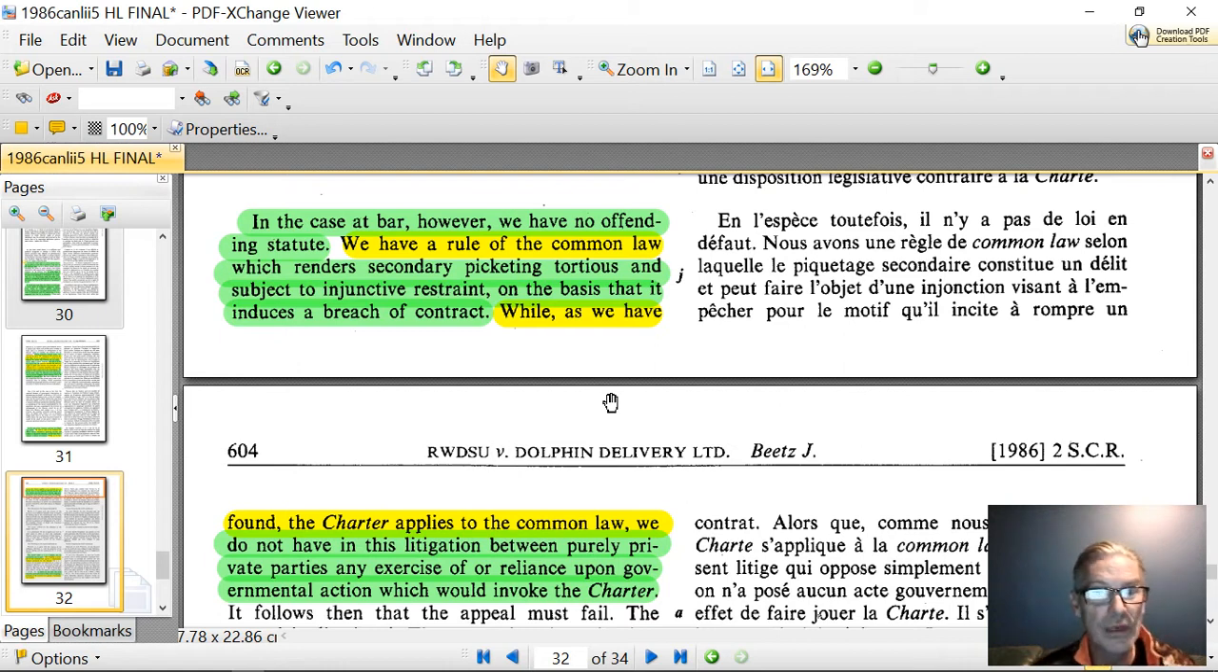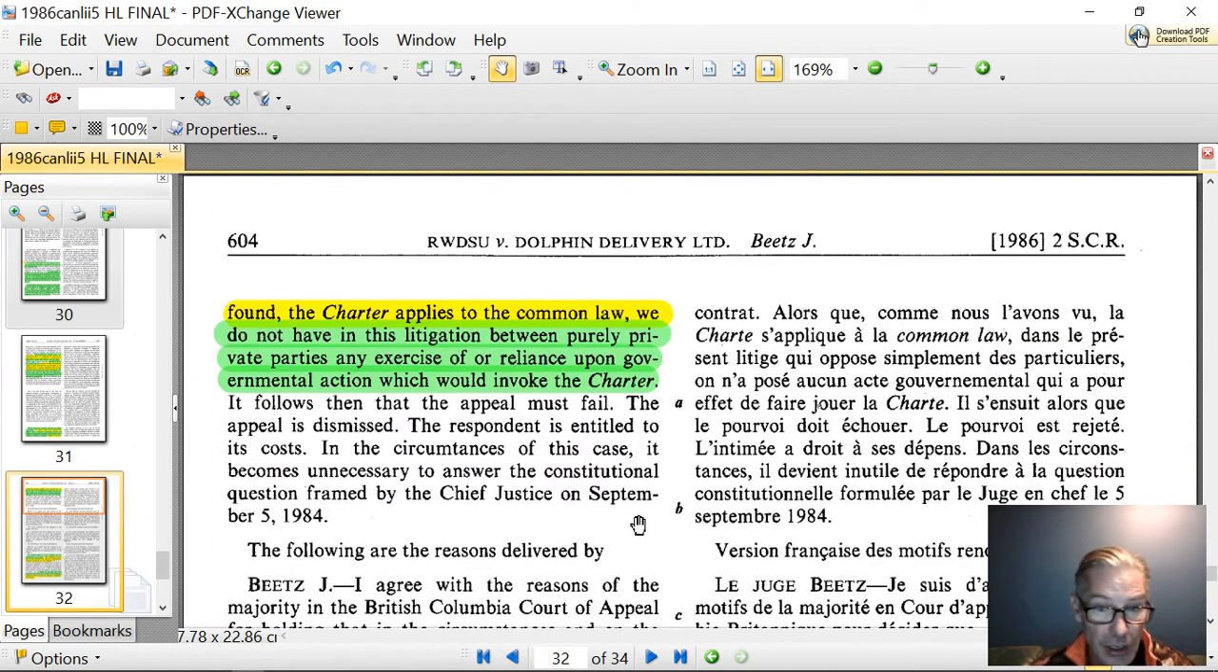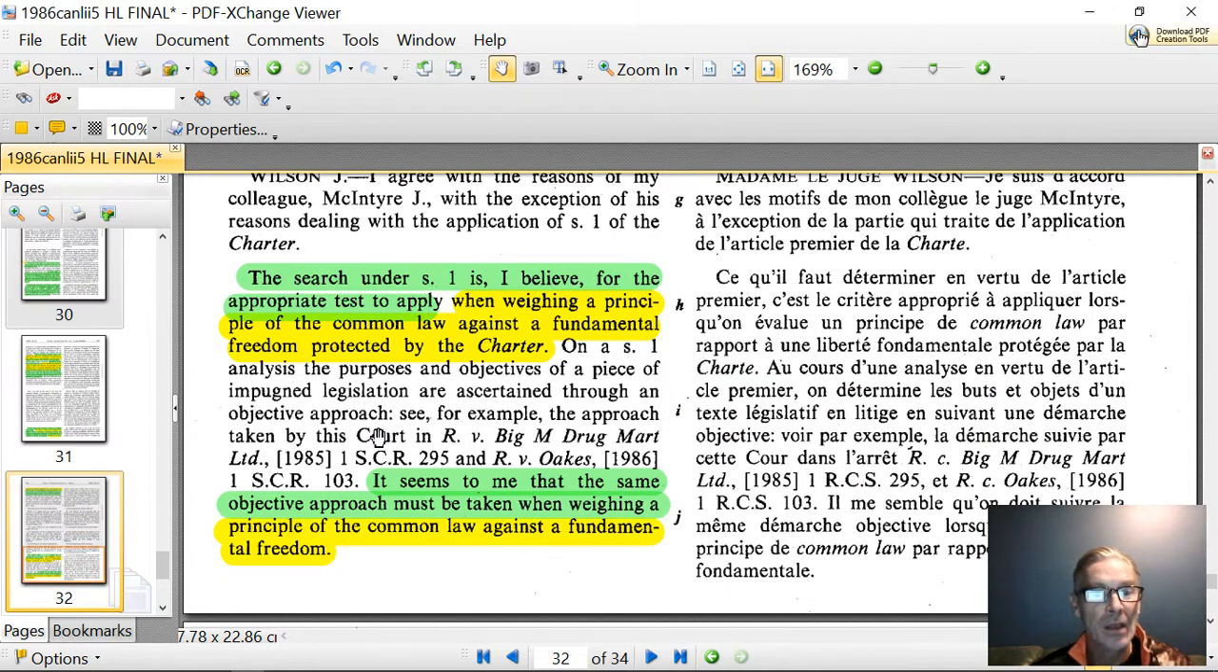In the case at bar, however, we have no offending statute. We have a rule of common law which renders secondary picketing tortious and subject to injunctive restraint on the basis that it induces a breach of contract. While we have found the charter applies to the common law, we do not have in this litigation between purely private parties an exercise or reliance on governmental action which would invoke the charter. The search under Section 1 is, I believe, for the appropriate test to apply when weighing a principle of the common law against a fundamental freedom protected by the charter.